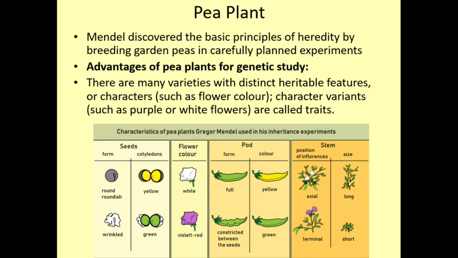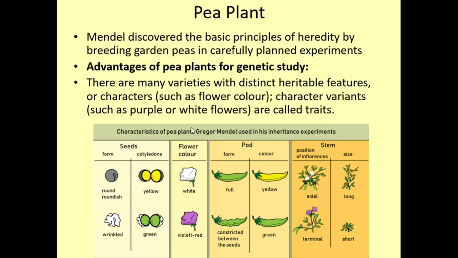What are the advantages of pea plants then for genetic study? Well, there are many different varieties of pea plants, and they have very clear, distinct heritable features, or what we would refer to as characters. So if you remember in the last session, I explained the difference between character and trait. So we can see here that something like flower colour, so the fact that there are flowers that have colour, that would be a character. But then you get the different variants or variations of that flower colour. So in pea plants, we get two different types. We get white or purple, or they would be called traits.